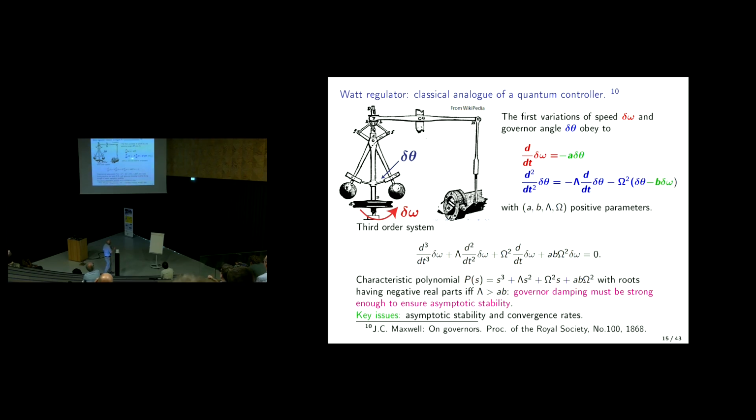And if you look at the stability of this system, you obtain a third order system. It is amazing to see that you need some damping. If the damping is not enough, the system isn't stable. It's quite amazing. So you need to put damping here to stabilize your system.